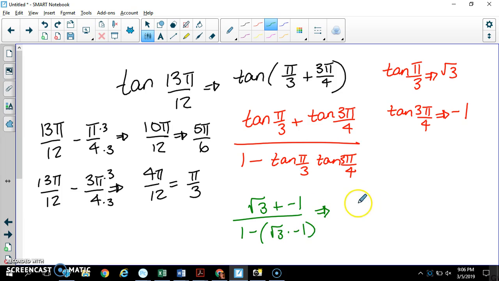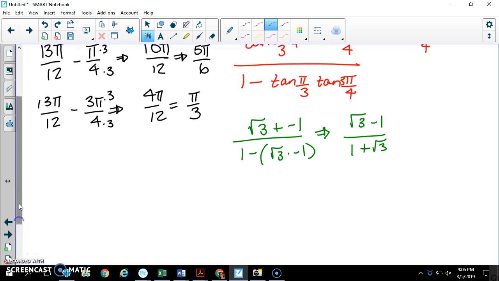So I'm going to go ahead and rewrite this a little bit so it looks a little bit nicer. So square root 3 times negative 1 is negative square root 3. 1 minus negative square root 3 is going to be 1 plus square root 3. Okay? So now I have this.